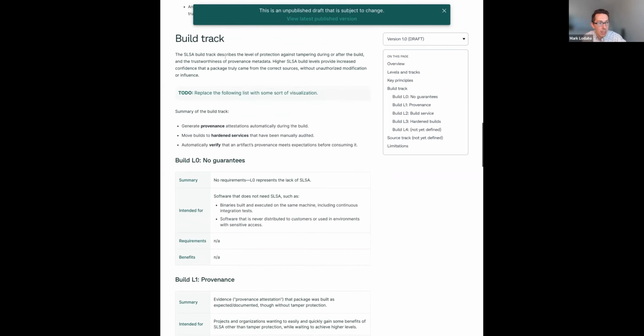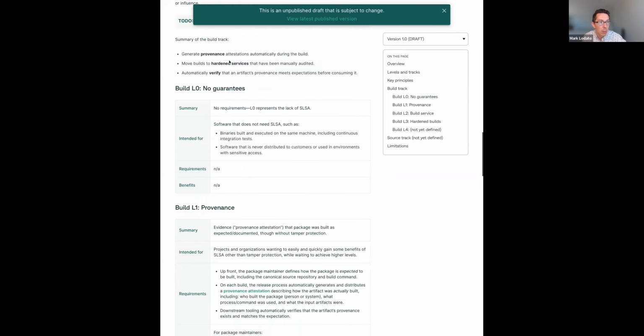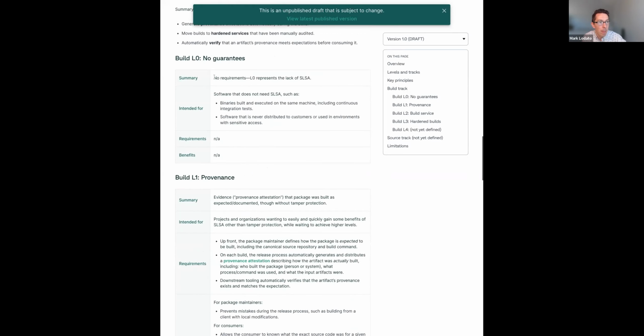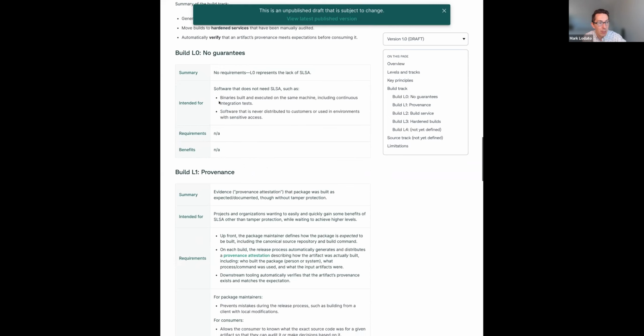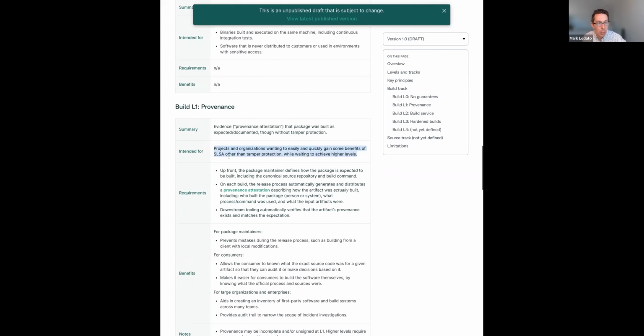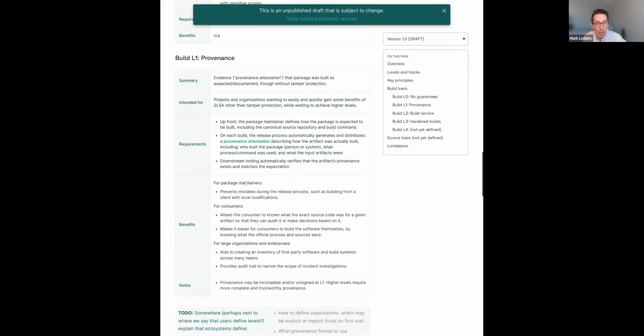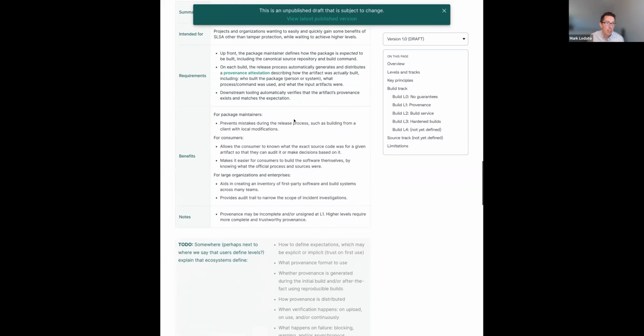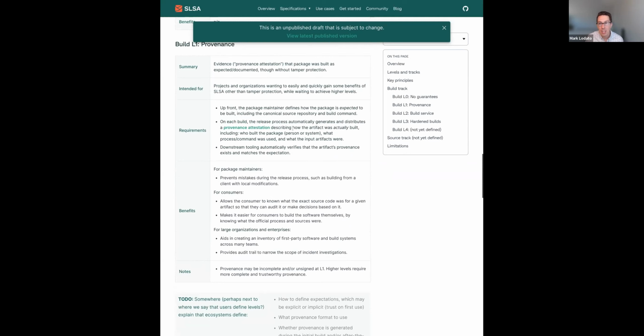The main thing is this build track page where I talk about what each level means, who it's intended for, what the actual requirements are, and why one would want to do that. The basic idea is to give people clear guidance: who are these levels for? How would I go about doing them? Why would I do them?